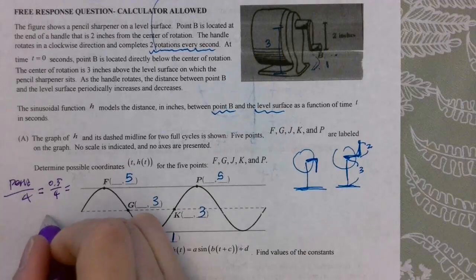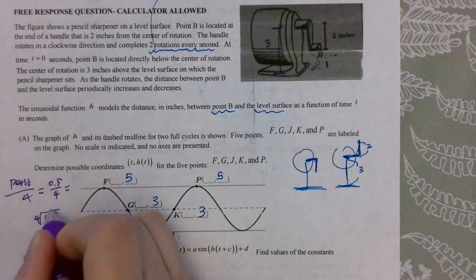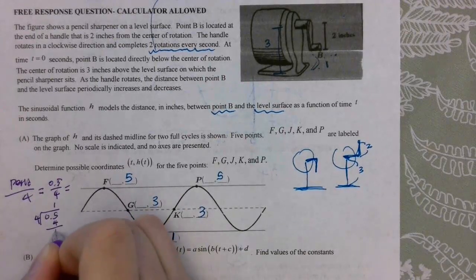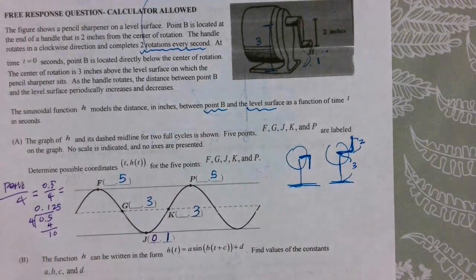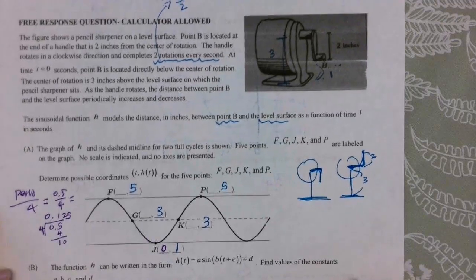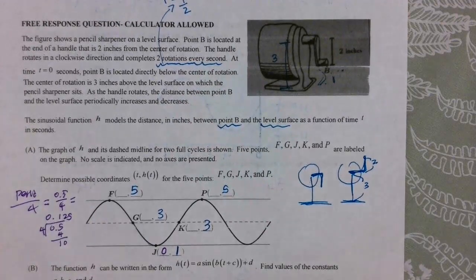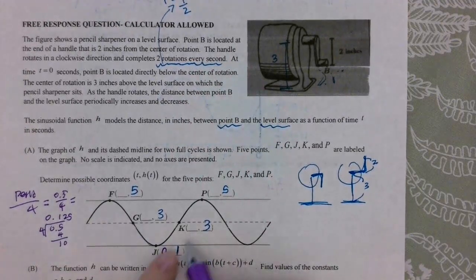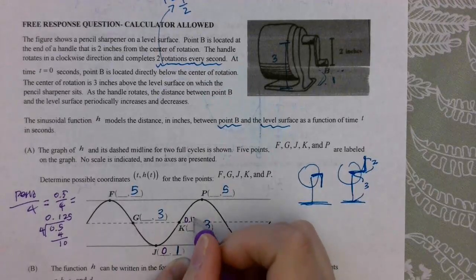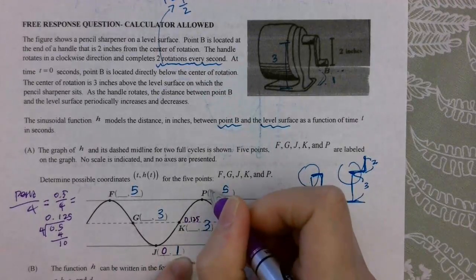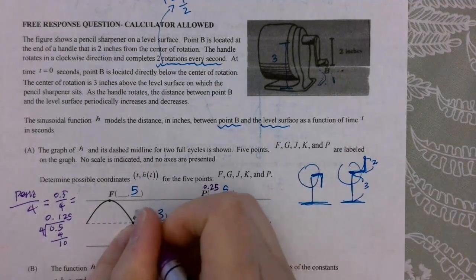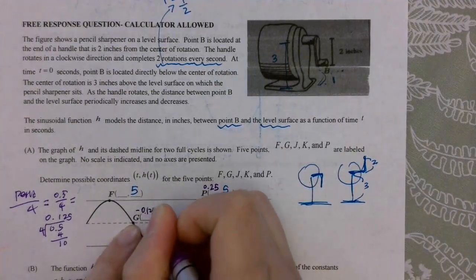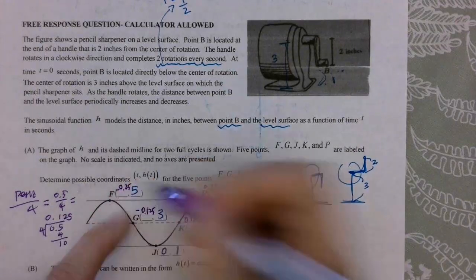What would that be? 0.125. This is an ugly number. Okay, so you're at 0. The next one is going to be 0.125. The next one, you add it again, 0.25. Previous one, negative 0.125. Previous one, negative 0.25.